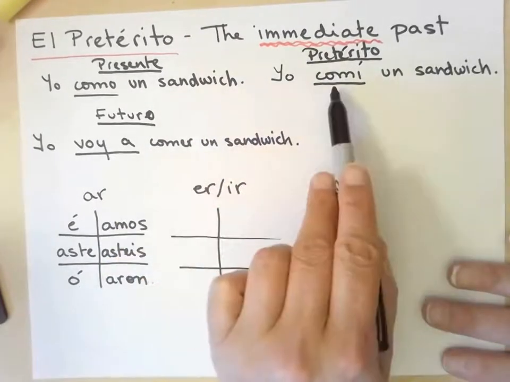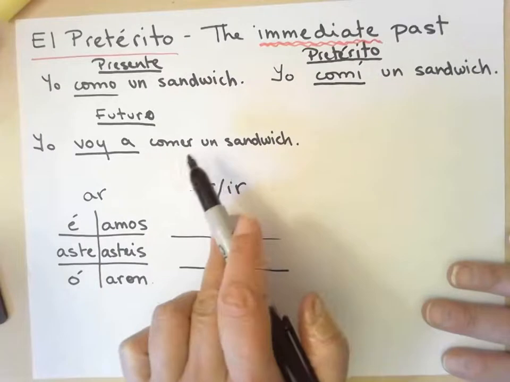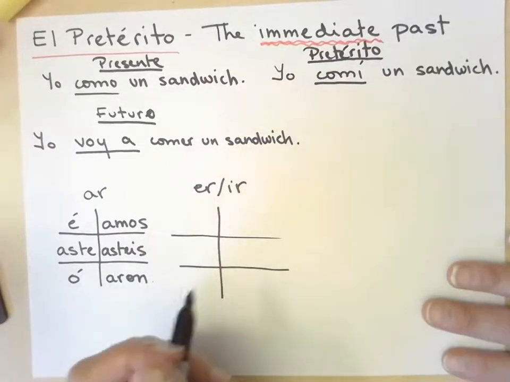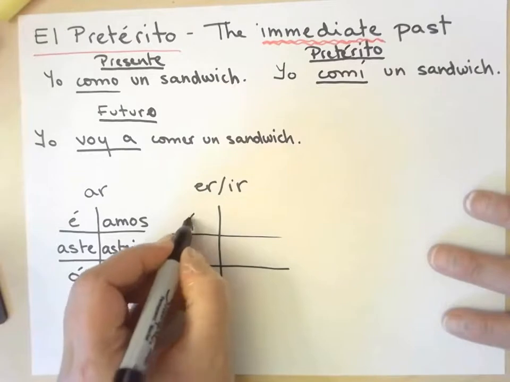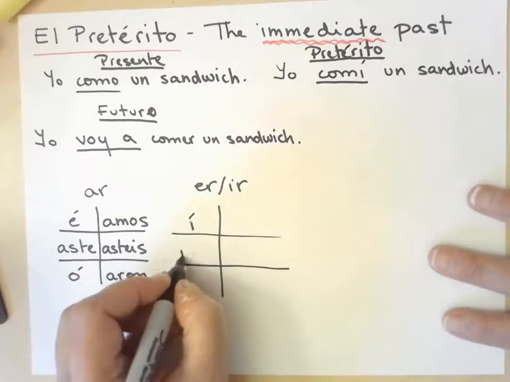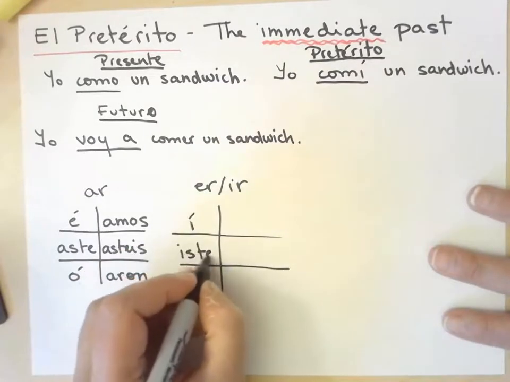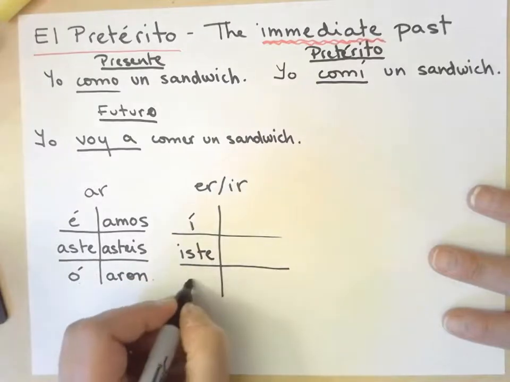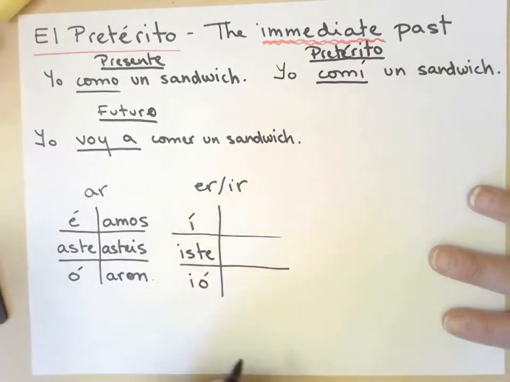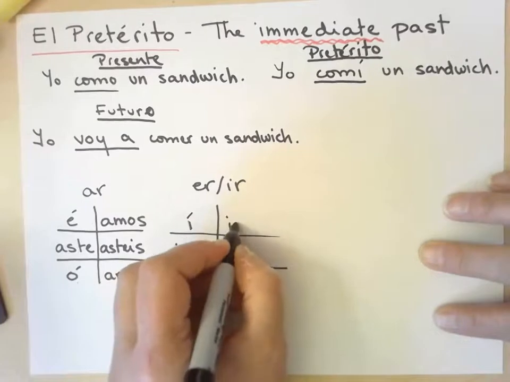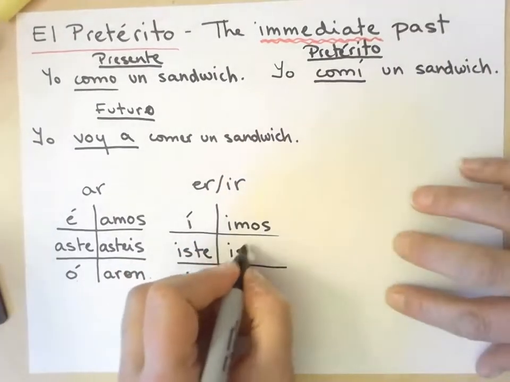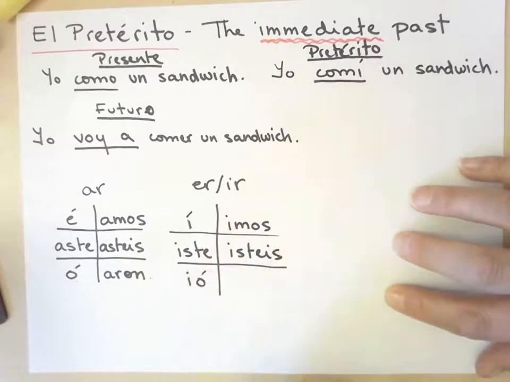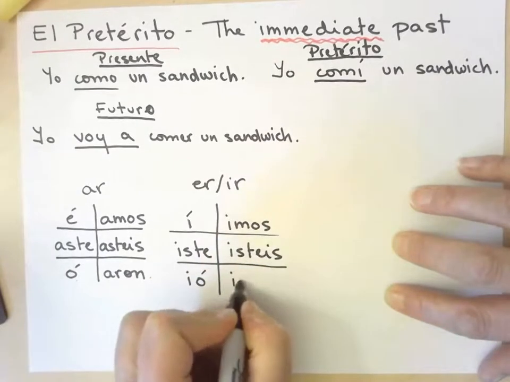So, let's take el verbo comer, like we used here, right? Comer un sándwich, all right? So if I want to say I ate, I would say yo comí, tú comiste, él y usted comió, nosotros comimos, vosotros comisteis, ellos y ustedes comieron.